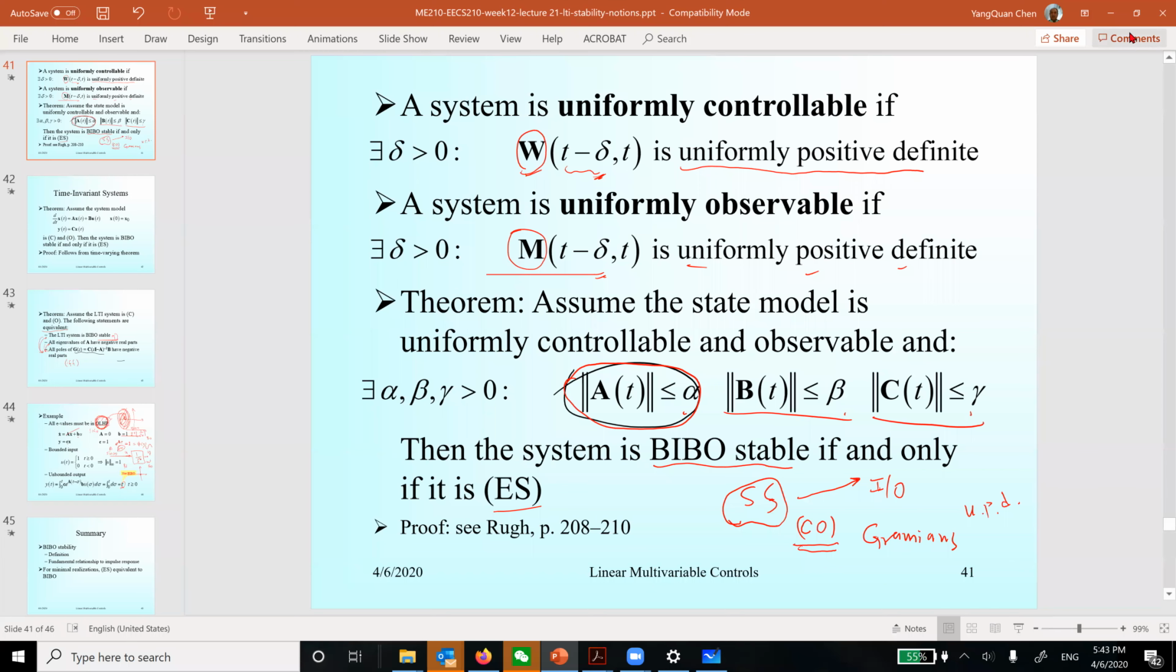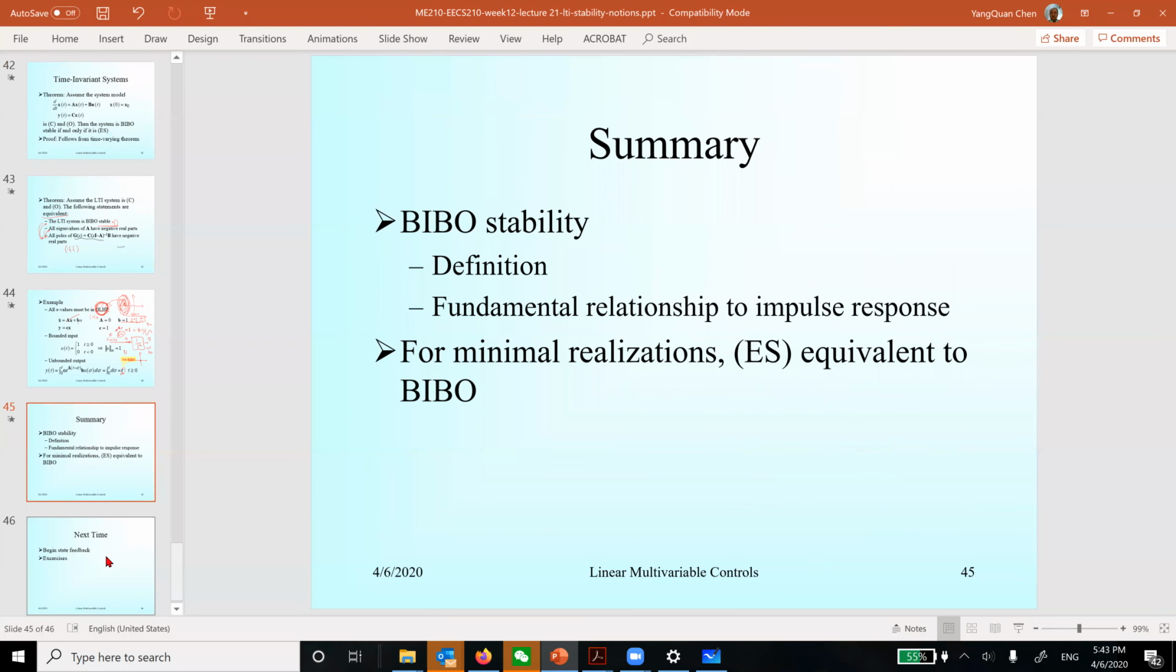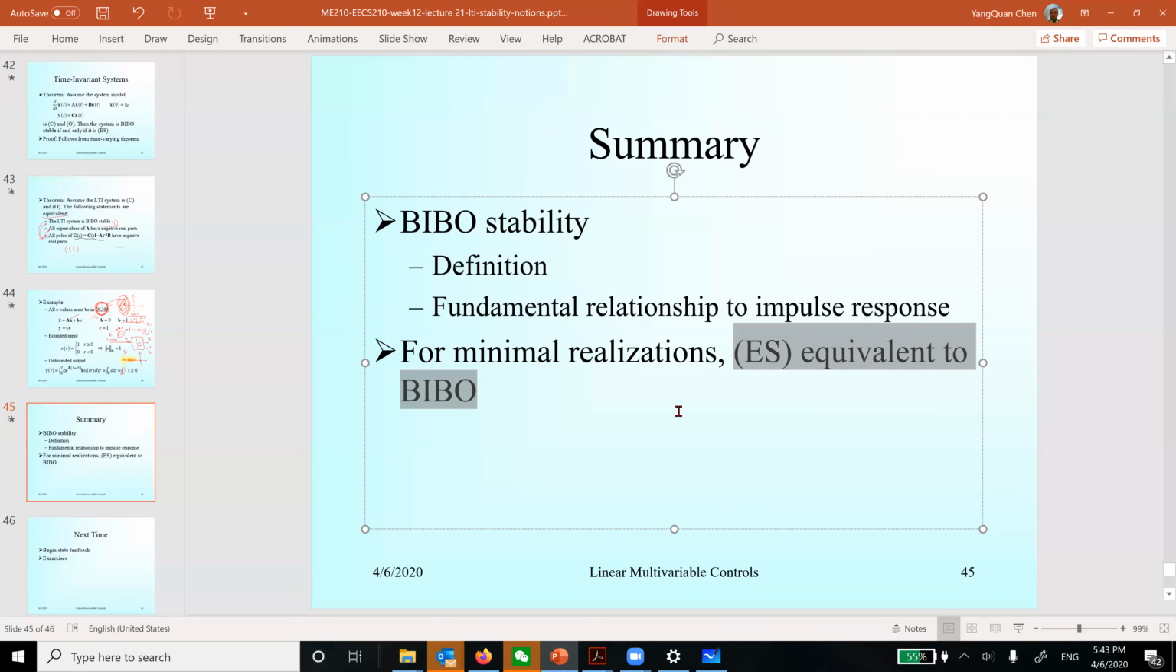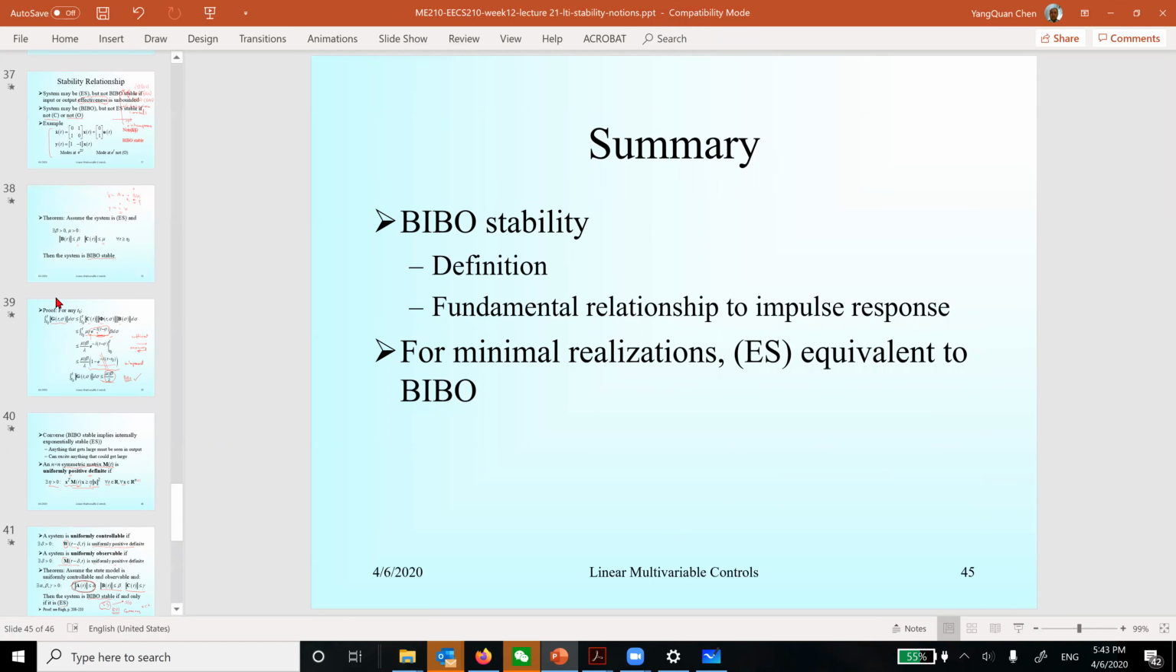So time is almost up. What we are going to do next is the summary. So we did BIBO, we did minimum realization. Exponential stability is equivalent to BIBO. And that equivalence actually comes with a condition, okay? Let me review this condition for you.